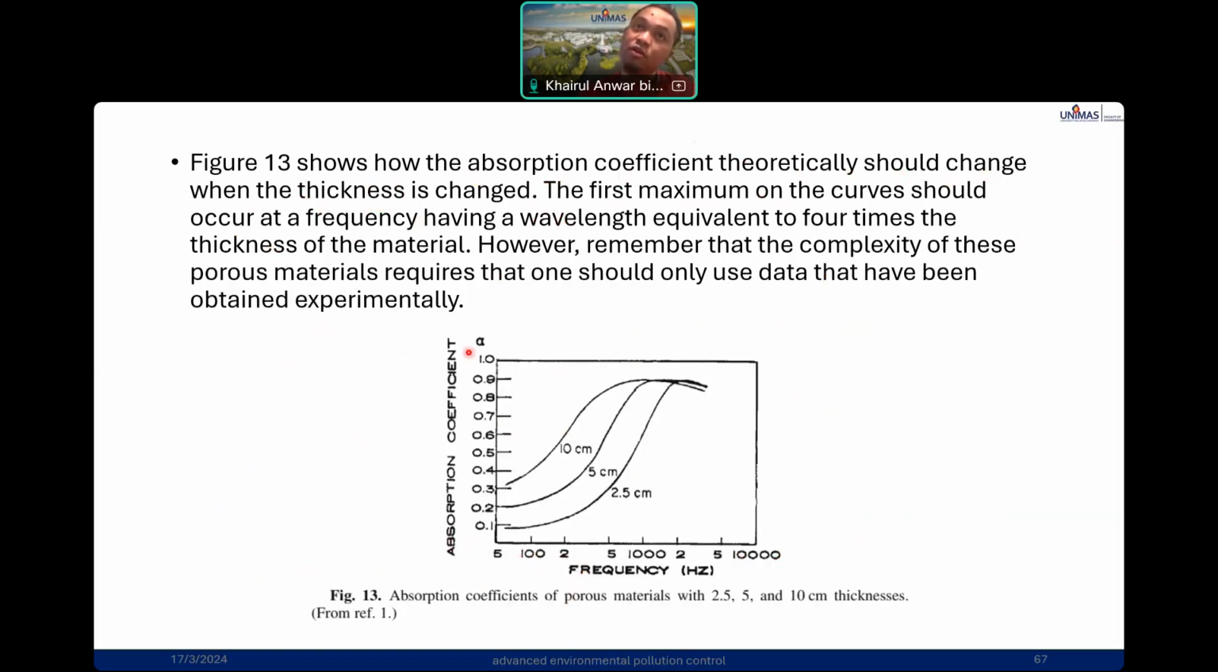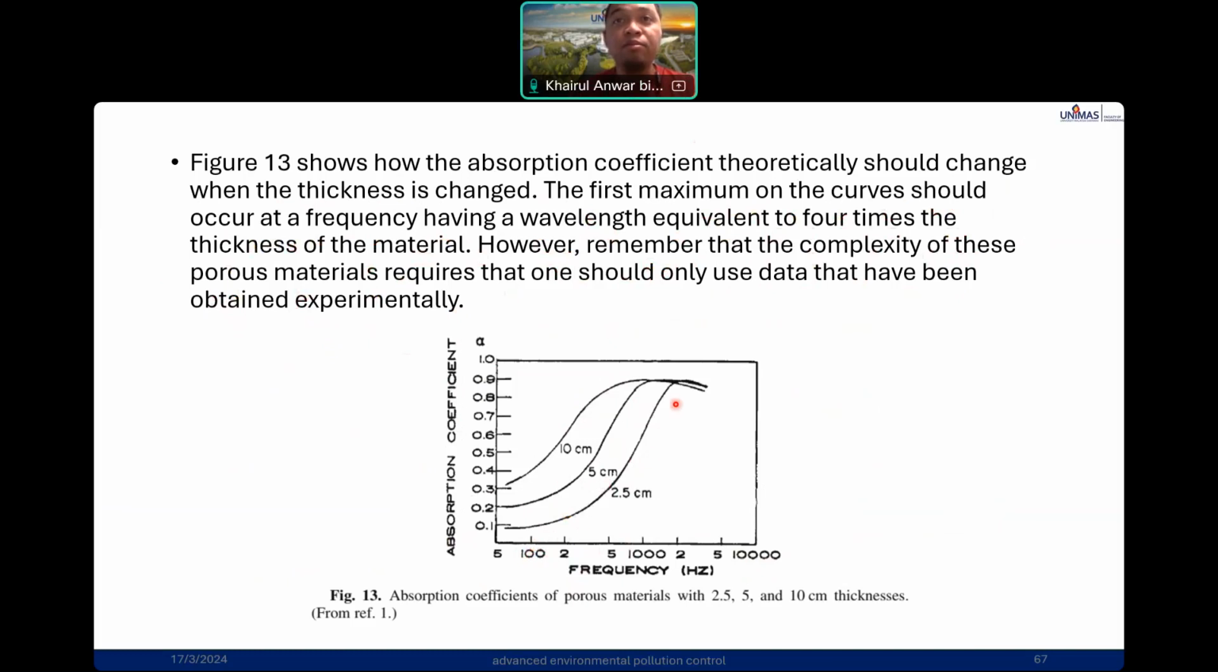So this is the absorption coefficient alpha. This is the thickness of the porous material against the frequency. The first maximum on the curve should occur at a frequency having a wavelength equivalent to 4 times the thickness of the material. However, remember that the complexity of this porous material requires that one should only use data that have been obtained experimentally.